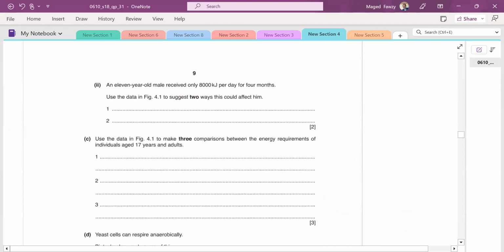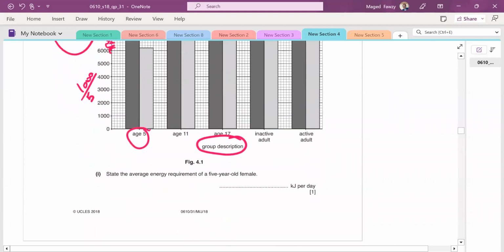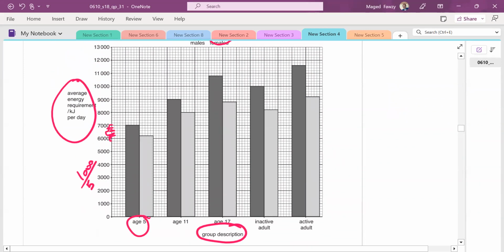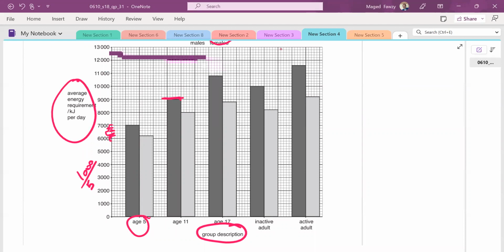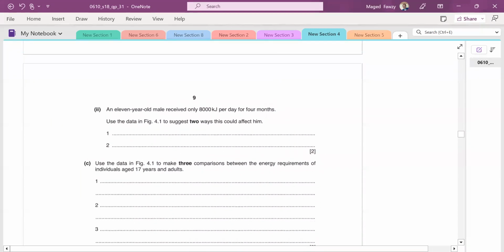An 11-year-old male receives only 8,000 kilojoules per day for 4 months. Use the data to suggest 2 ways this could affect him. Okay, I will check the male. For the 11-year-old, I find that the male should take the average energy requirement of 9,000. Okay, so he should take 9,000. The question says he is taking 8,000 kilojoules. What will be the effect?